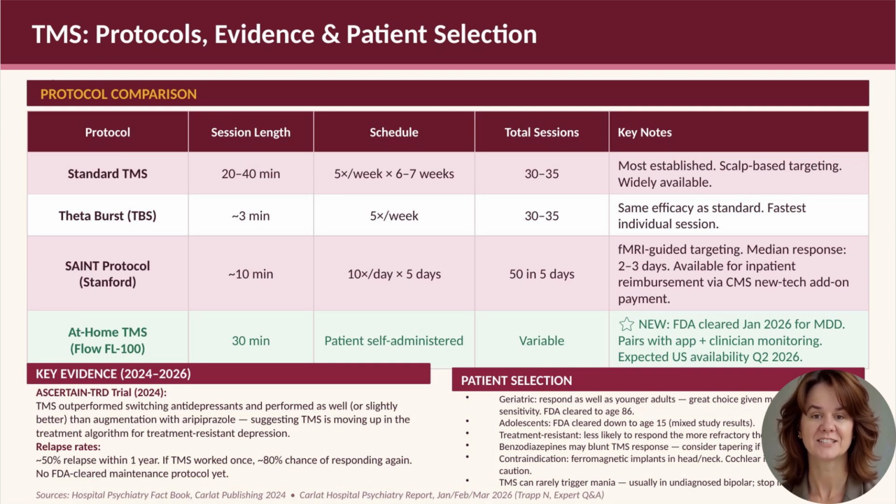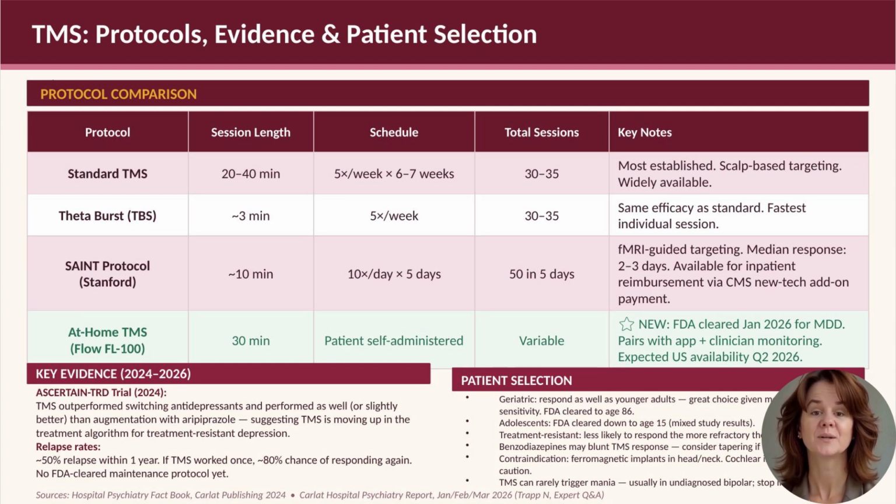At-home TMS is an emerging option designed to increase access by allowing patients to self-administer treatment under guidance, though it is still under investigation and lacks the same level of standardization and evidence as in-clinic protocols. Recent findings from the Ascertain TRD trials support the use of TMS earlier in the treatment algorithm, demonstrating improved outcomes compared to switching antidepressants or augmenting with aripiprazole in patients with treatment-resistant depression.